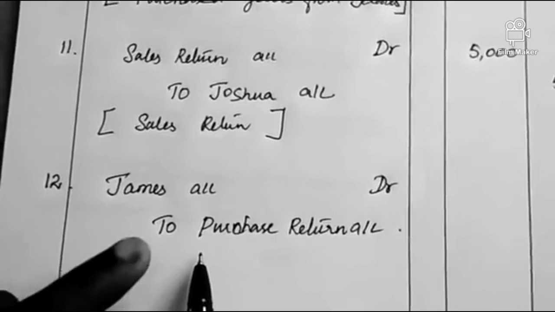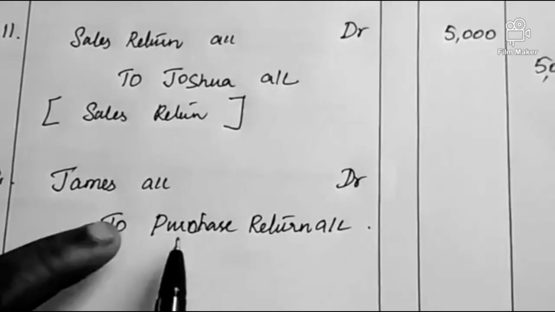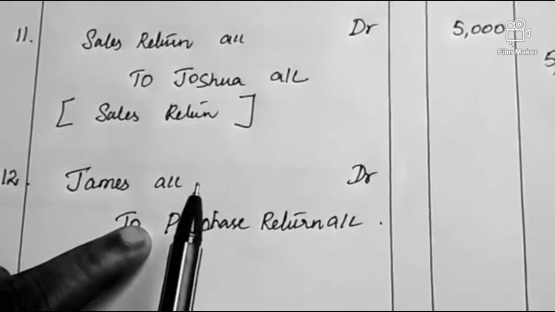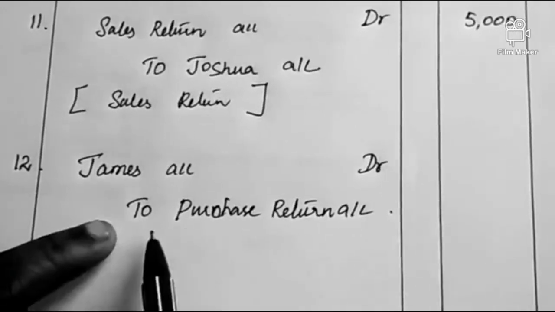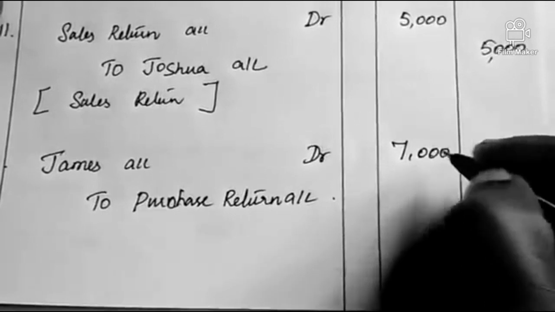When you return something, what goes out? Goods goes out. Purchase return goes out. So purchase return is a real account. Real account rule is debit what comes in, credit what goes out. So you're returning, no, goes out. So purchase return is a credit side. How much amount? 7,000.